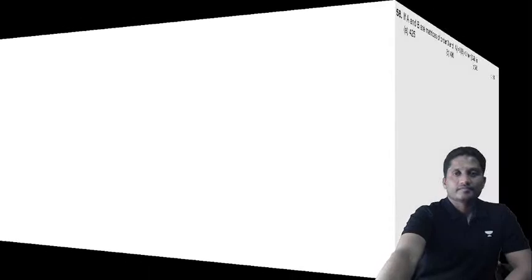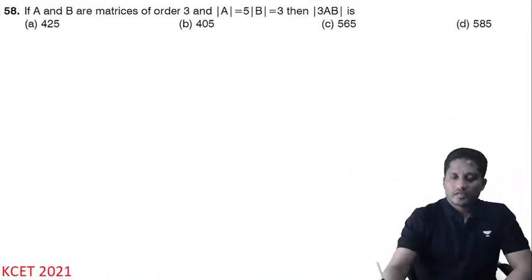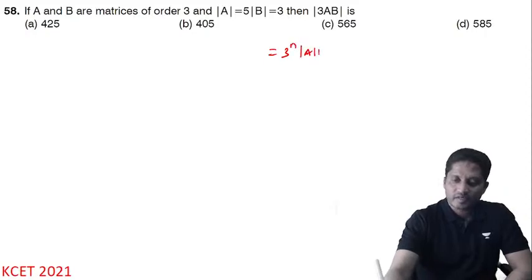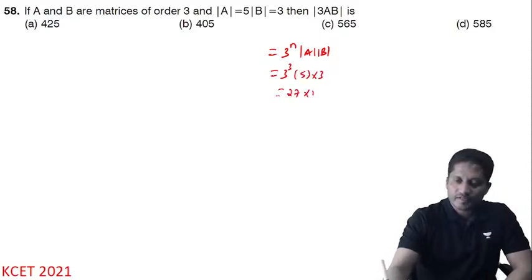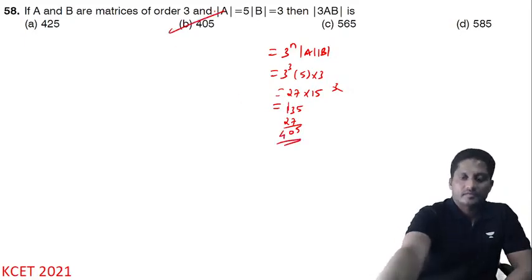Question number 58. If you take 3 outside, it is 3 power n, right? Into determinant A into determinant B. N stands for the order of the matrix. A and B are matrices of order 3. So this is 3 cube, into determinant A is 5, determinant B is 3. 27 into 15. 5 7 is 35, 5 2 is 10, 11, 12, 13, plus 27. This is 405. Answer is option B.